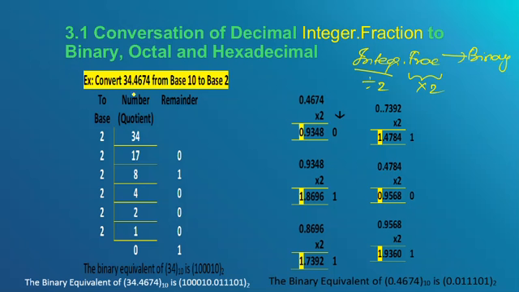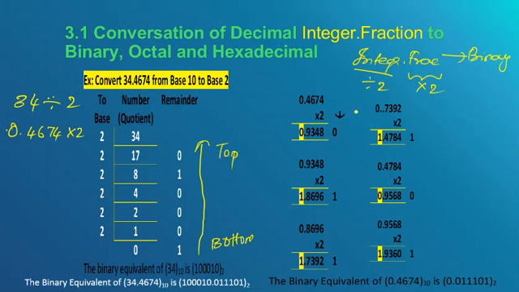For example, 34.4674. So 34 will be divided by 2 and 0.4674 will be multiplied by 2, and both these answers are combined together. When you see, 34 is divided consecutively by 2, and we find the remainder. Again, I tell you, here the remainder will be read from bottom to top. And the fractional part is read from top to bottom. So it is a consecutive iteration. It goes on like this, right?